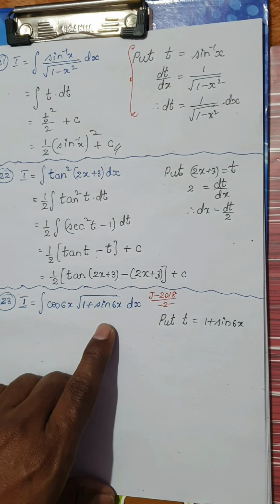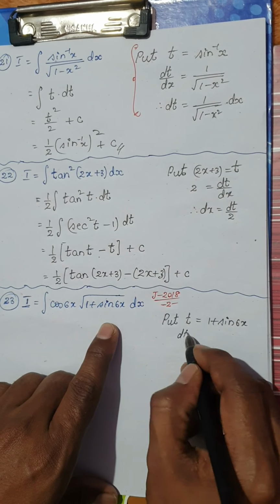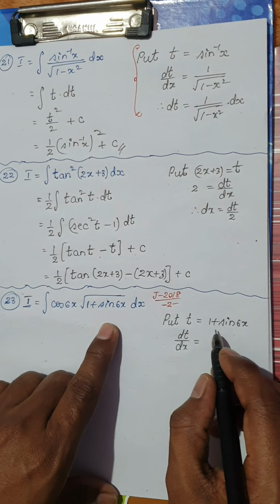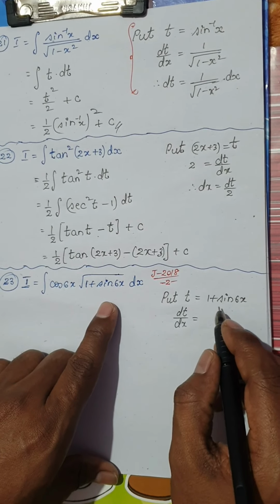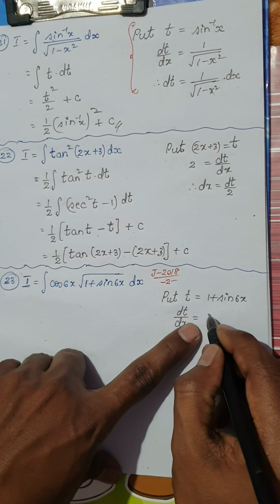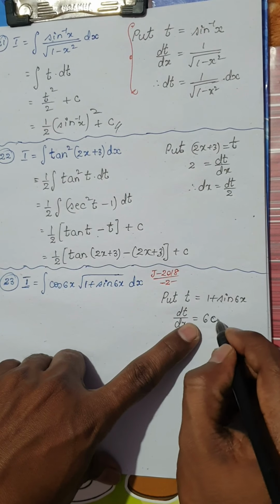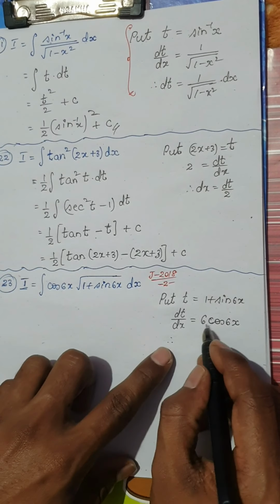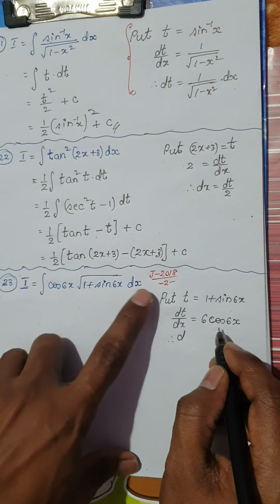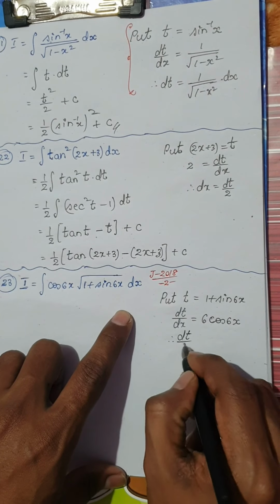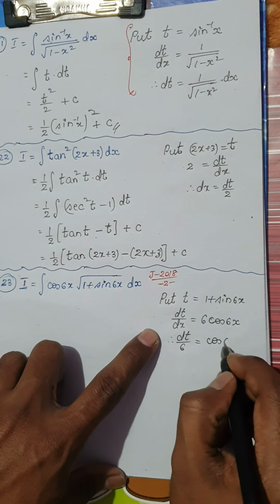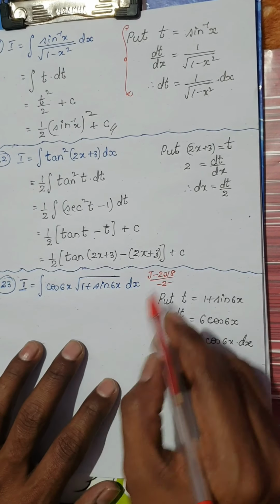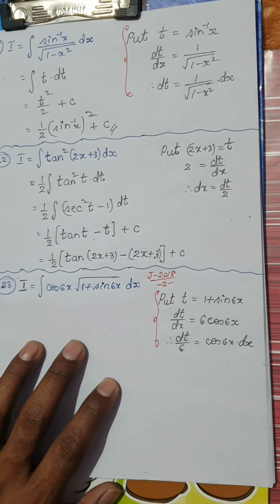Okay, if I put 1 plus sin 6x as t, now differentiating with respect to x, dt by dx would be, 1 is a constant. Now what is the derivative of sine? We know the derivative of sine is cos. So the derivative of sin ax is a cos ax. So it is 6 cos 6x. Therefore, now I just want cos 6x dx. So dt divided by 6 would be cos 6x dx. Please be careful when you are making some arrangements here.